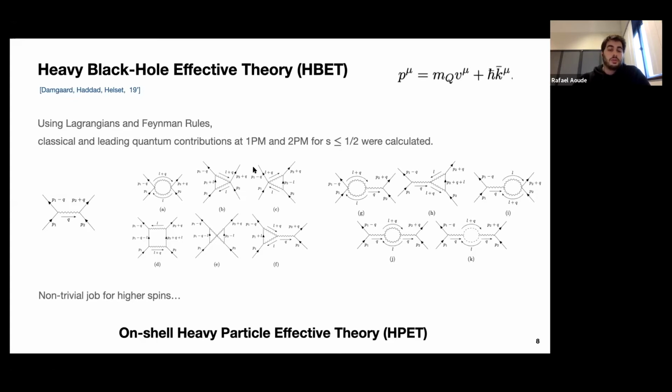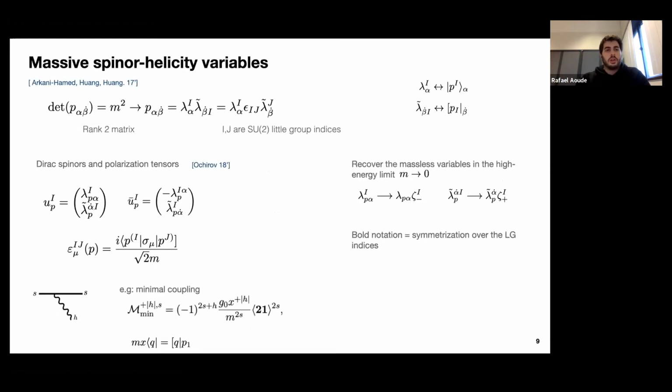So it's nice to import ideas from on-shell methods and describe the on-shell heavy particle effective theory that I'm going to describe soon, to upgrade to higher spins, right? So before going to this on-shell heavy particle effective theory, I remind you a bit of the massive spinor-helicity variables developed by Arkani-Hamed, Huang, and Huang.